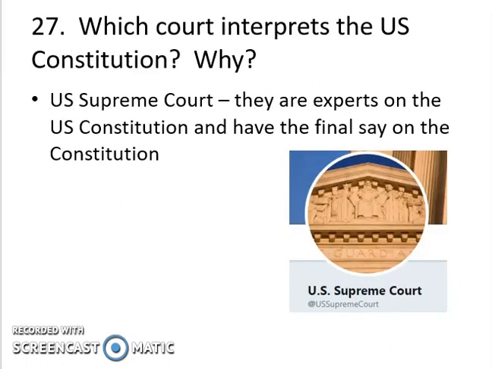Number 27 is which court interprets the U.S. Constitution and why. So the United States Supreme Court interprets the U.S. Constitution. They are the experts on the Constitution, and they have the final say on it. So when you have your case heard at the Supreme Court, that's pretty much the end of the road. Now, the court can remand it. They can send it back down to a lower court. But if they make a ruling on the case, it's a done deal.